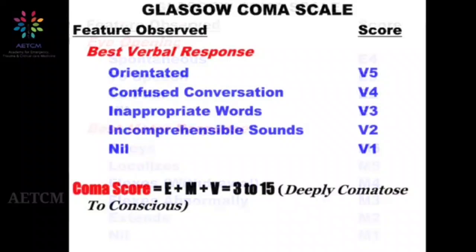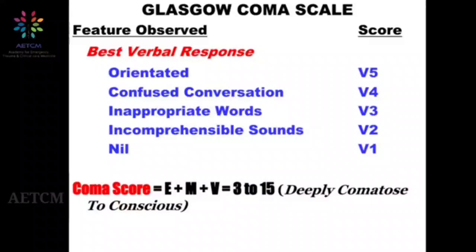Then you have the verbal response, that is V. If the patient is fully oriented, you give a score of V5. If it's confused conversation, it is V4. If the patient is saying inappropriate words, it is V3. Incomprehensible sounds, it's V2. And if there is no response, it's usually equated as V1. So a Glasgow Coma Score, with values of E, M and V, ranges from 3 to 15. That is, 3 could be a deeply comatose patient and 15 a fully conscious patient.